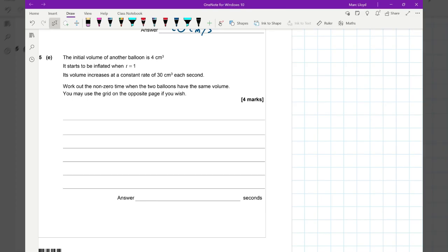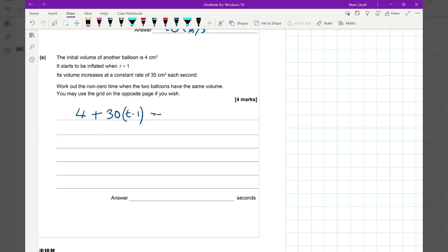So the volume of what we've just been told starts at 4, and then it's going to increase, which means it has a gradient of 30 from t minus 1. So when t is 1, the balloon's volume is 4. So 1 minus 1 would be 0, giving us the volume is 4. And then it'll increase by 30 as we go. Now that's going to be equal to the other one. So we start off with a volume of 4 for the other one, and then it's just going up by 20 every time.